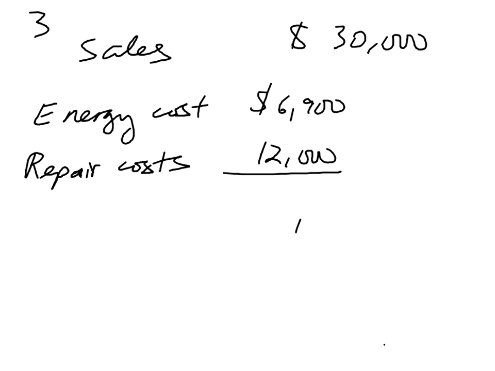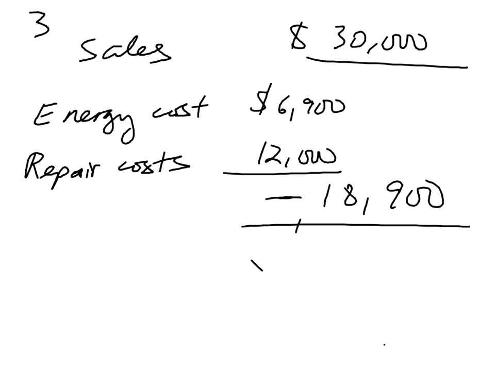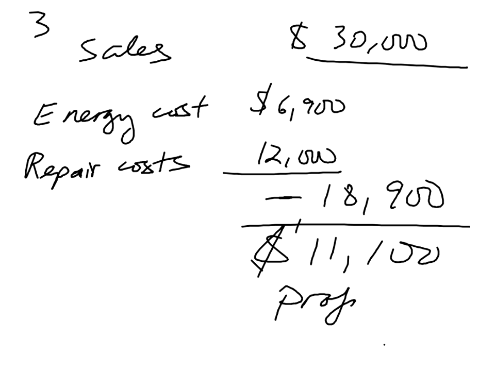So we add those two up, 6,900 and 12,000, we get 18,900. So then we do our 30,000 sales minus our 18,900 in expenses, and we get 11,100 in operating profit. All right, so that's part 3A.